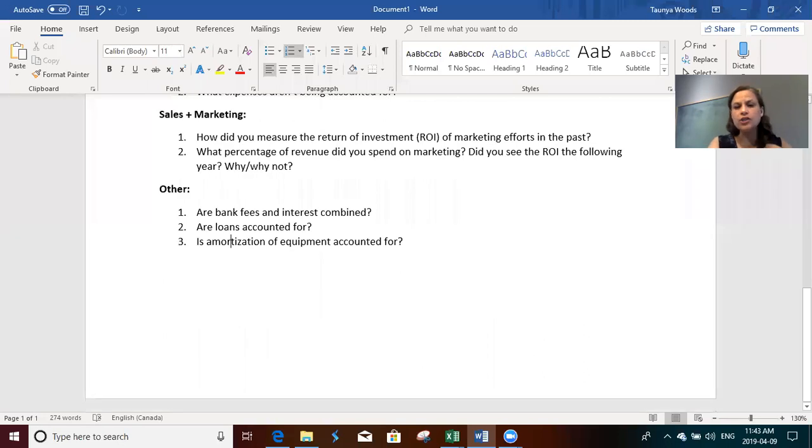And then other questions: are your bank fees and interest combined? Because if they are, we're going to have to separate them. Bank fees are a part of our operating expenses. Interest can become a part of the other with your loans.